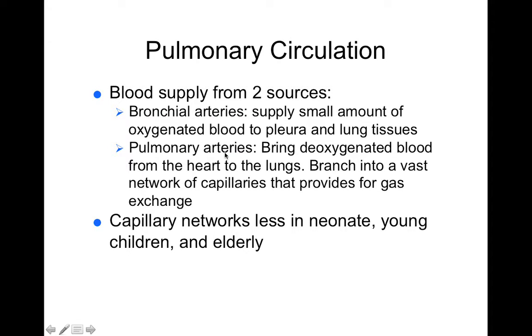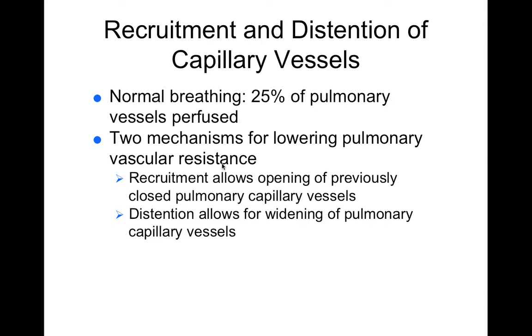Whereas the pulmonary arteries bring that deoxygenated blood from the right side of your heart towards the lungs, which becomes oxygenated, and then that blood is transported back towards the heart through the pulmonary veins carrying that oxygenated blood. Capillary networks in neonates, young children, and elderly are less abundant, so they're going to have more difficulty with gas exchange.